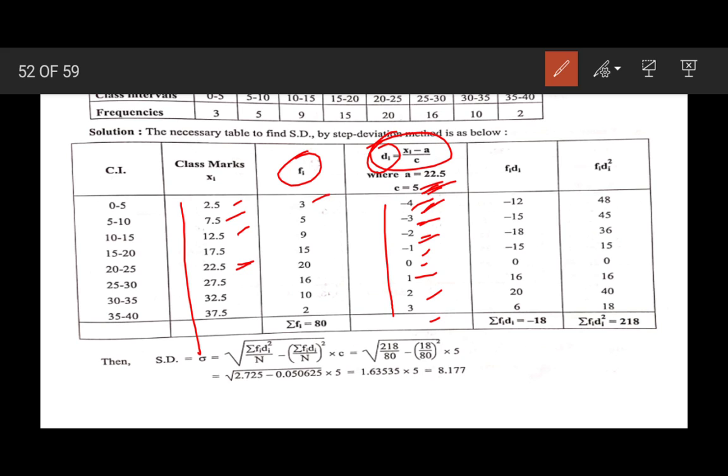Then next step is we have to multiply this d value with f value. So minus 4 into 3 is minus 12, minus 3 into 5 minus 15, minus 2 into 9 minus 18, minus 1 into 15 minus 15, 0 into 20 is 0, 1 into 16 is 16, 2 into 10 is 20, 3 into 2 is 6. Okay, so I got this f into d value.